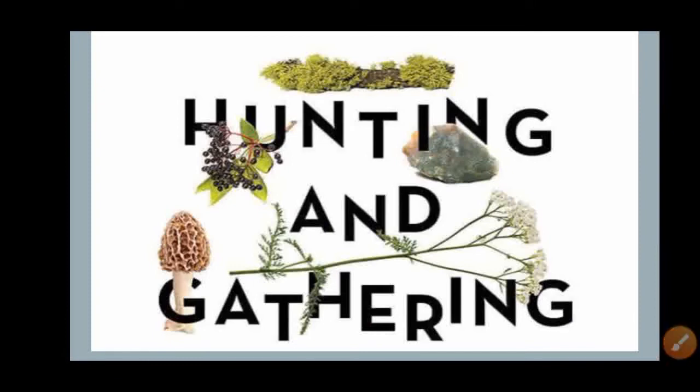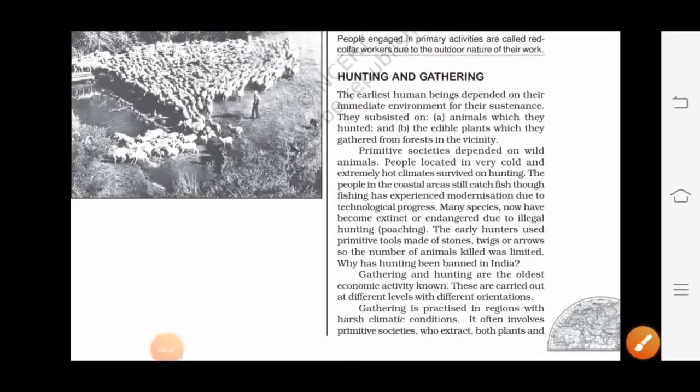So, the first form of primary activity that we are going to deal with will be your hunting and gathering. So, let us start with the first type of primary activity, that is known as hunting and gathering. Let us see the characteristics and the areas where hunting and gathering is practiced today.